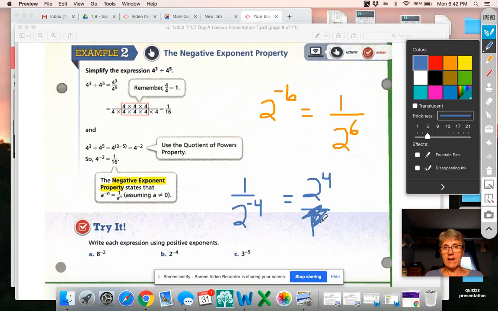So if you have a negative exponent, the whole thing, if it starts out in the numerator, moves down to the denominator and the exponent becomes positive. If it's in the denominator, it moves up to the numerator and the exponent becomes positive. So that's the negative exponent property.